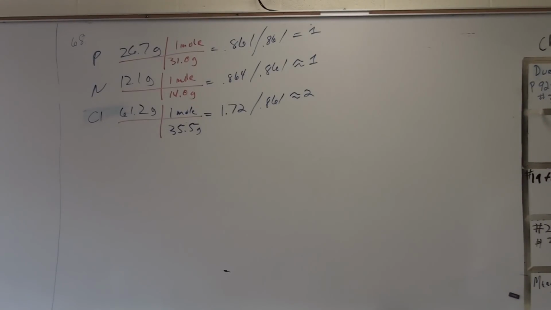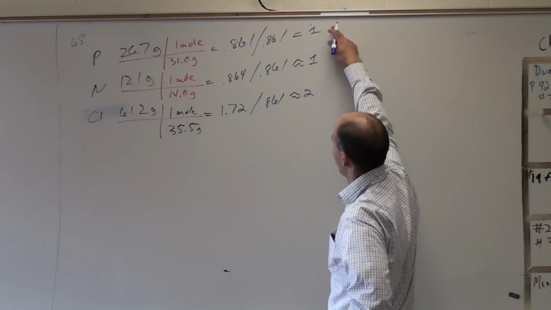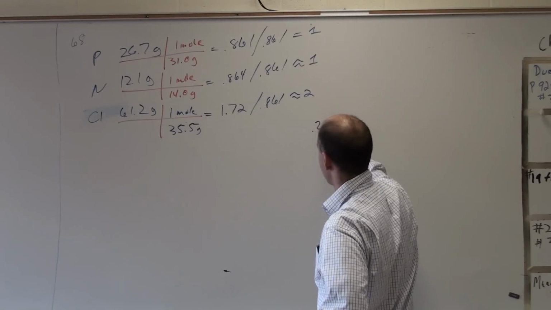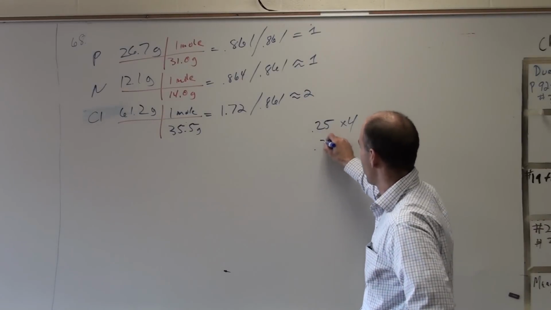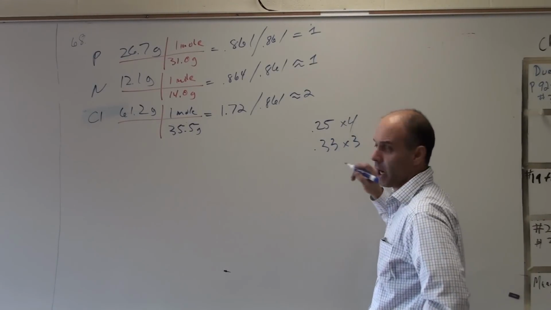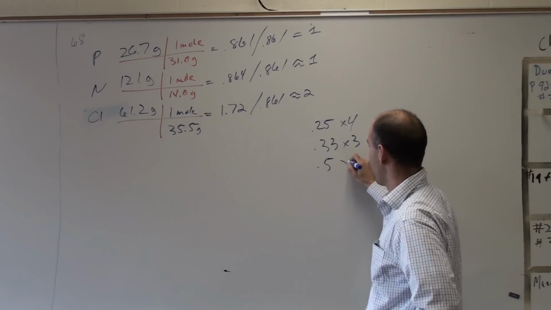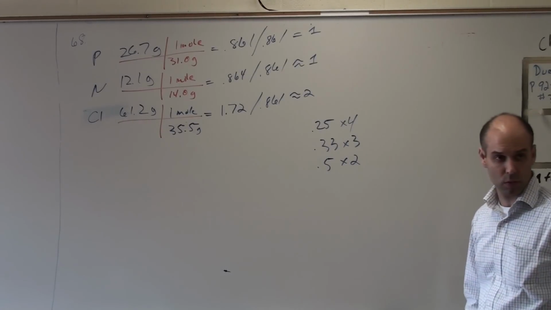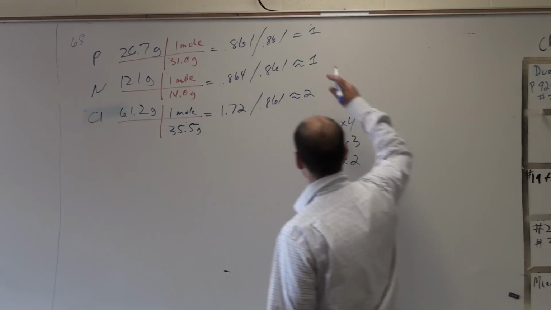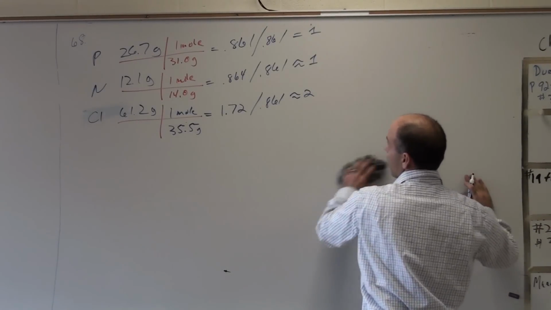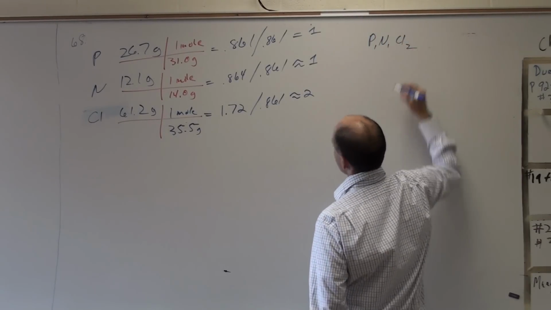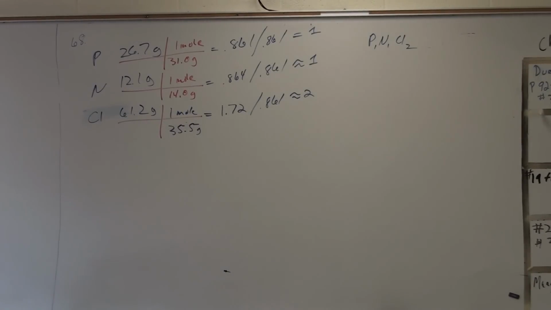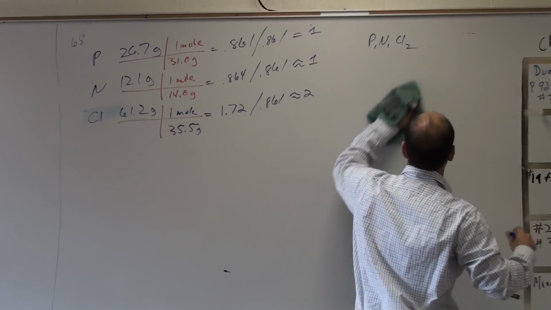Now, do we need to multiply by anything here? No. But let's say one of them ended in 0.25, we'd multiply it by 4. If one of them ended in 0.33, we'd multiply them all by 3, and if one ended in 0.5, we'd multiply by 2. Okay? But since none of them do, we've got our empirical formula, just like we did in the previous problem. We've got P1, N1, Cl2. That's my empirical formula.